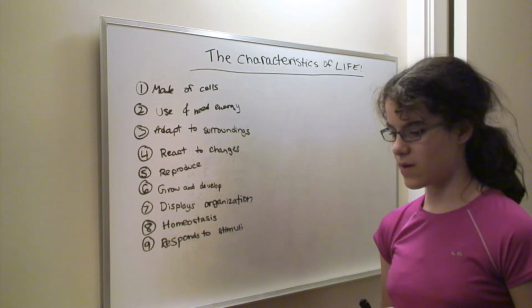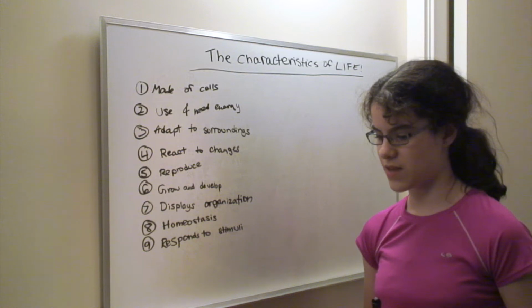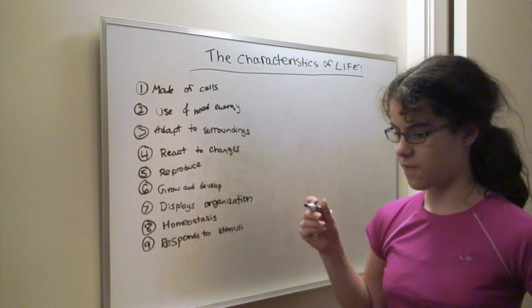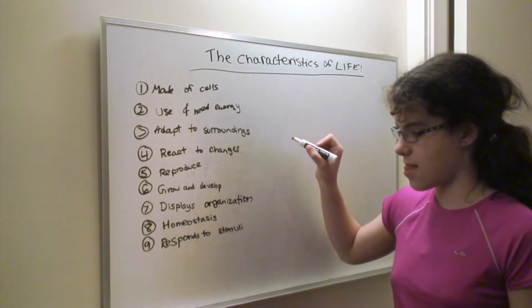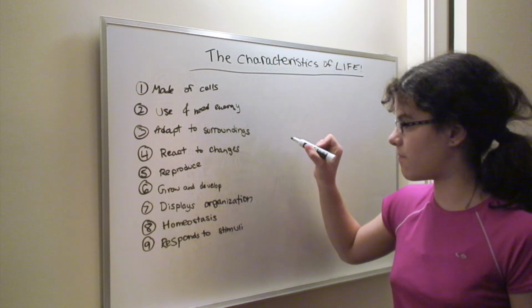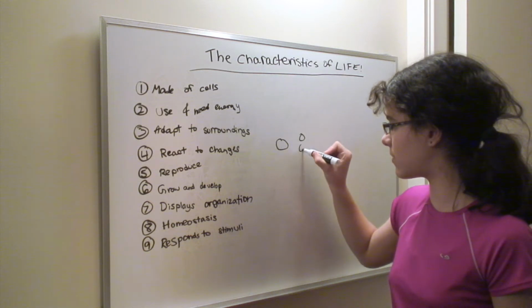Number 5, reproduction. Organisms produce more organisms at the same time. There are 2 kinds of reproduction. The first one is asexual, which is just one. And there are 2 kinds of asexual reproduction. Binary fission, which is bacteria, like the one bacteria splits in half into 2.